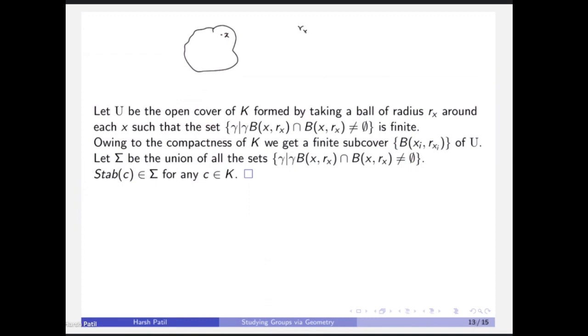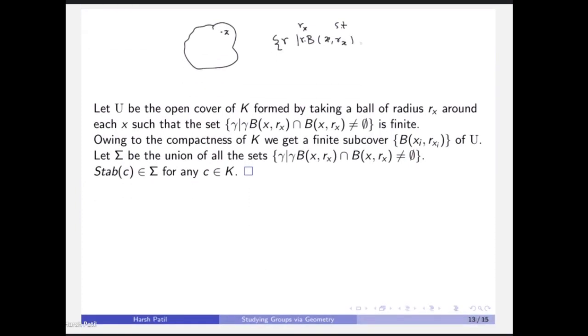So it means that there is a small enough number R sub x such that the set of group elements gamma, such that gamma dot B(x, R sub x) intersects B(x, R sub x), is finite. So for each point we get such a real number, so we get a ball. And we get a collection of balls around each point, and this collection of open balls forms an open cover for K. Owing to compactness, there is a finite subcover of this cover.